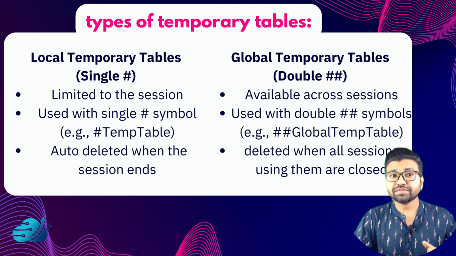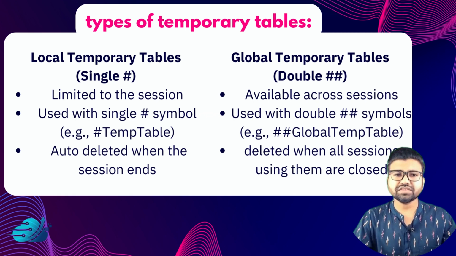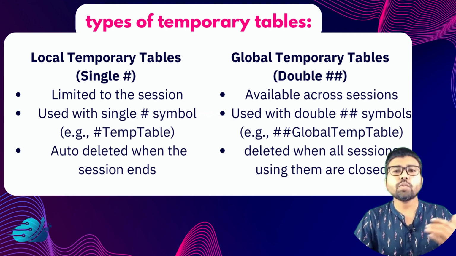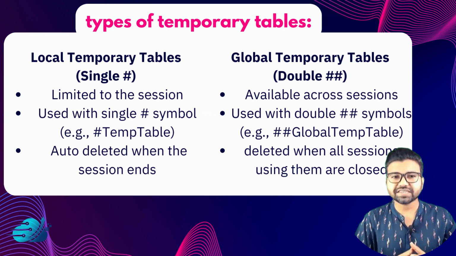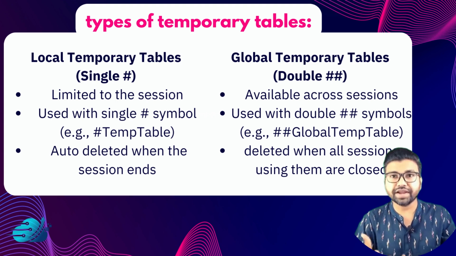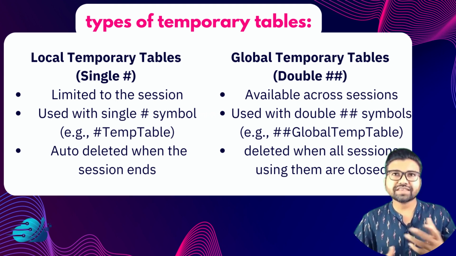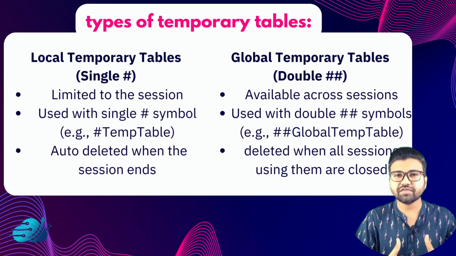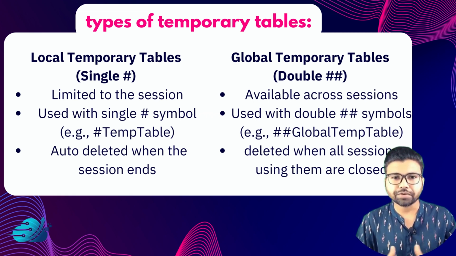And then the next question following temporary tables is: what types of temporary tables are there? One is the local temporary table and the second type is the global temporary table. A local temporary table starts with a single hash. That's how we create a temporary table. Its scope is only within one session. Once the session ends, it is gone.